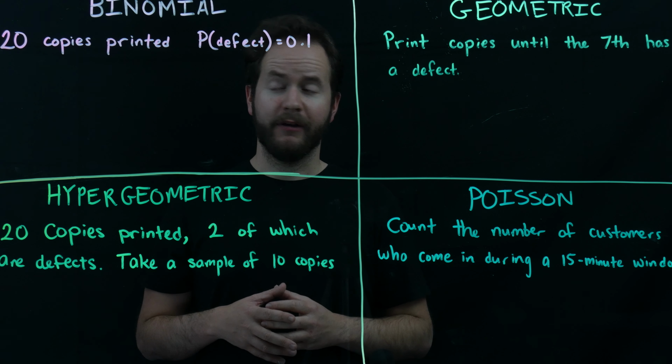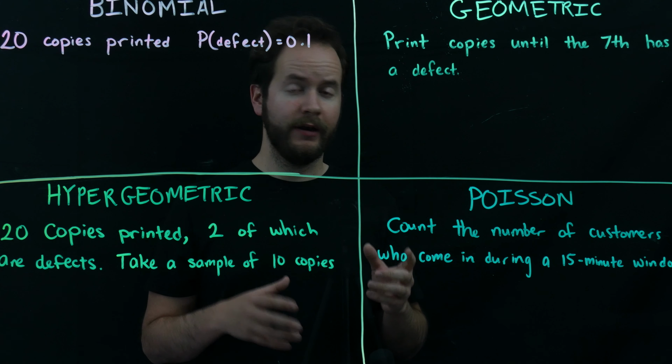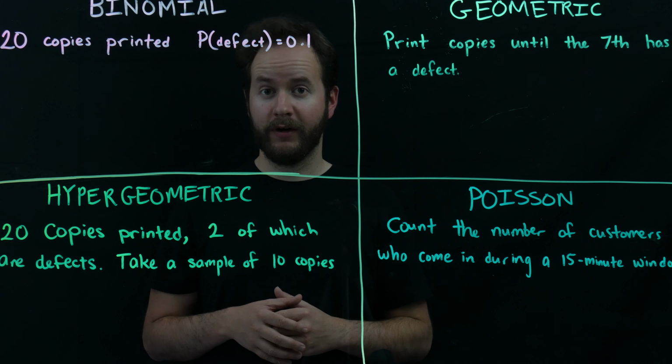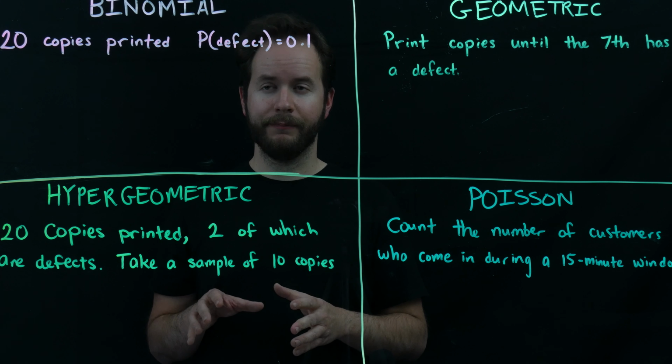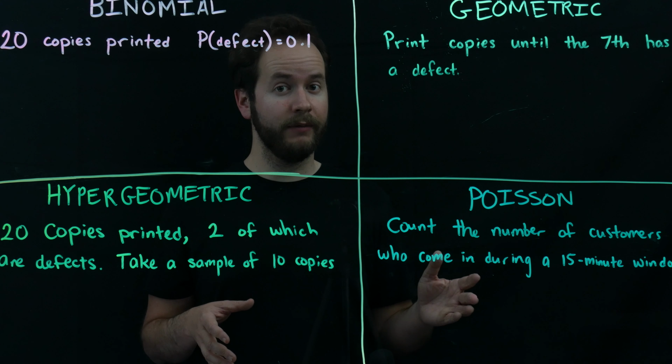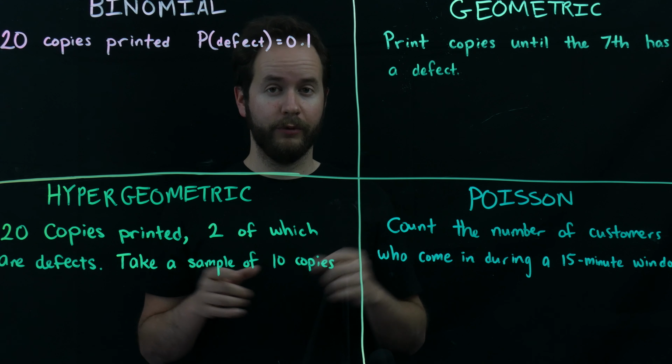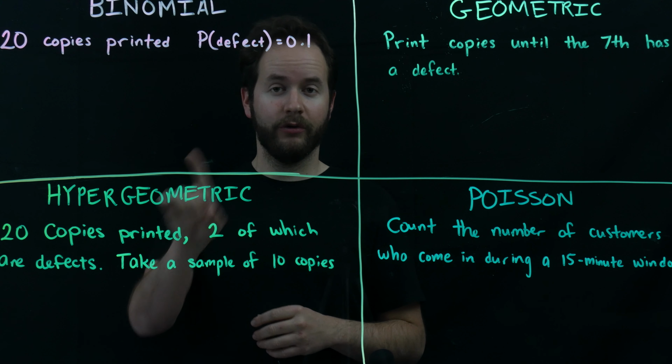I want to take a moment to talk about a few different types of discrete random variables. Now, by no means are these all the different types of discrete random variables you'll encounter, but it's a good starter set. And anytime you encounter a discrete random variable, chances are one of these guys is the culprit. So let's start with the binomial distribution.